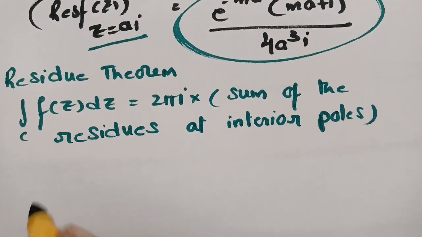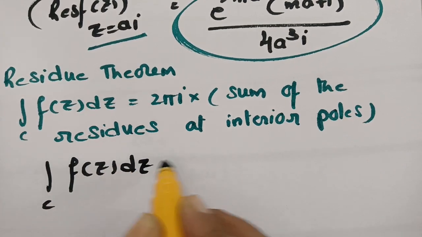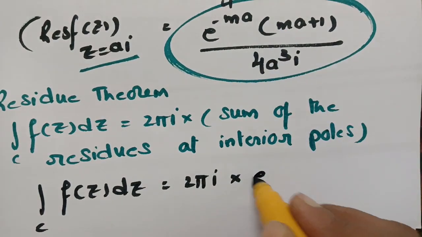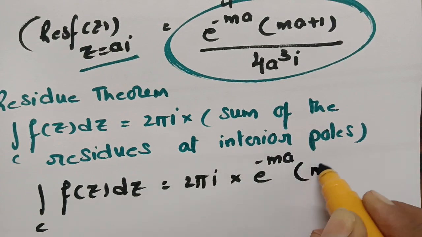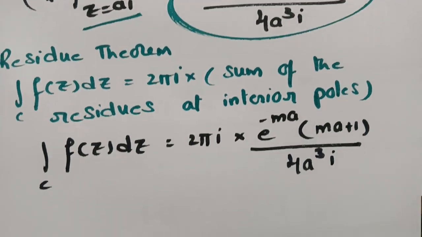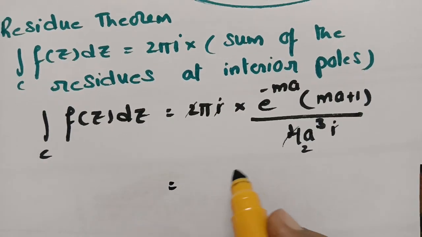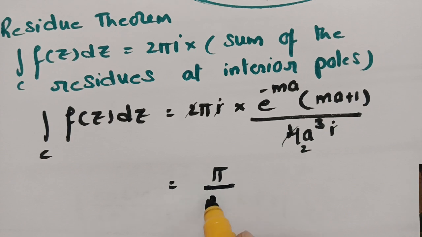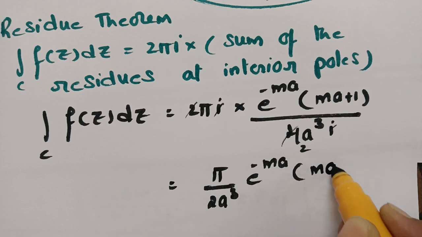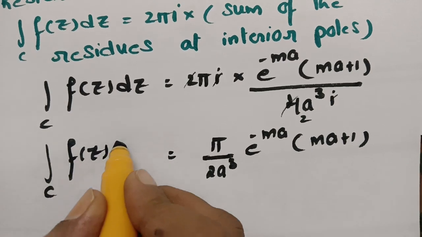So what are the interior poles here? So this is the integral over c of f of z dz, which is equal to 2 pi i into the residue at the interior pole, e power minus ma into (ma plus 1) by 4 a cube into i. So if I cancel i one time, and 2 two times, this will be pi by 2a cube, pi by 2a cube e power minus ma into (ma plus 1). So this is the integral over c of f of z dz.